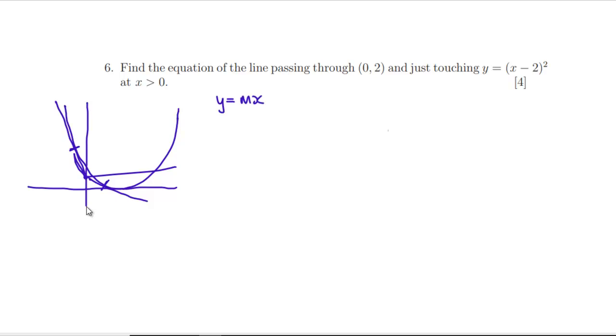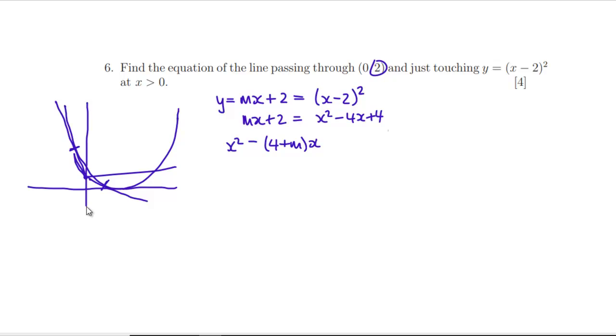We don't know the gradient. We know that c is 2 because that's there. So we've got that, and that has to be equal to (x minus 2) all squared. So we've got mx plus 2 is equal to x squared minus 4x plus 4, which gives us a quadratic of x squared minus (4 plus m) times x plus 2 equals 0.